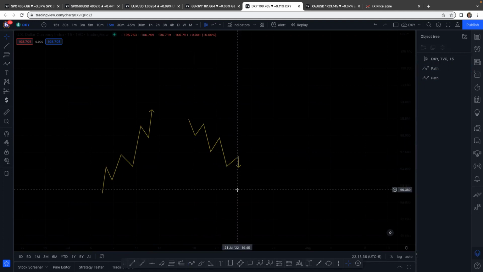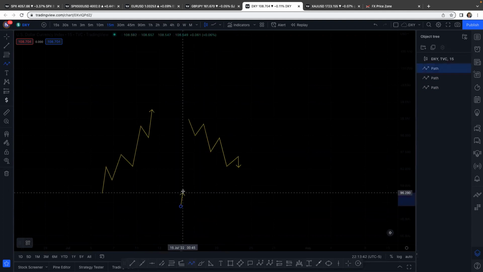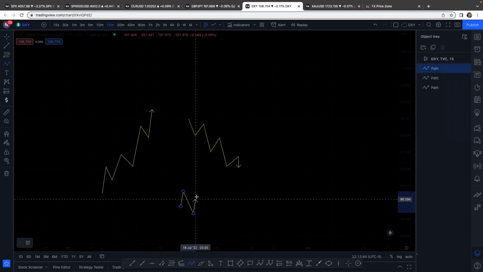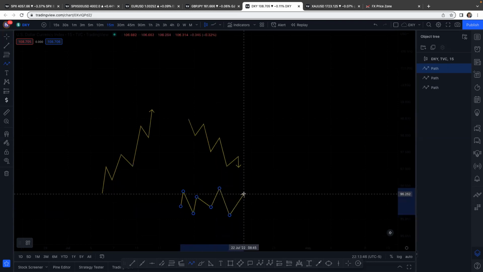And then we have the market that moves sideways, which looks something like this. So there's really no specific highs or lows. It doesn't have a steady pattern.